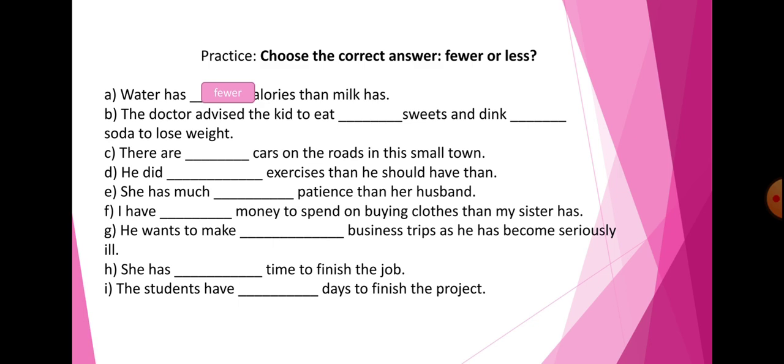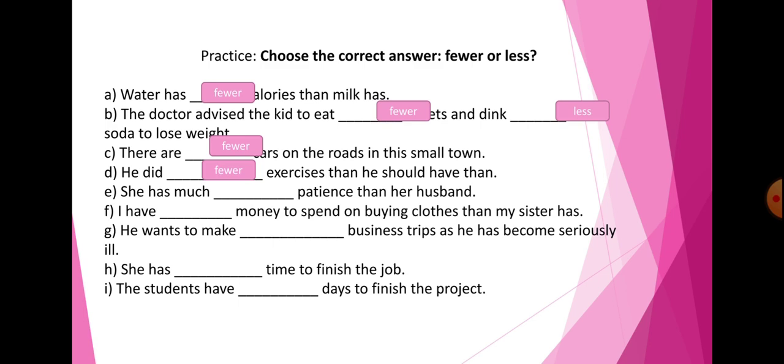B. The doctor advised the kids to eat what? To eat fewer sweets and drink less soda to lose weight. Yes, okay. Let us see. C. There are cars, so fewer or less? Congratulations, fewer. So there are fewer cars on the road in this small town. D. He did exercises, so fewer or less? Fewer. He did fewer exercises than he should have done.